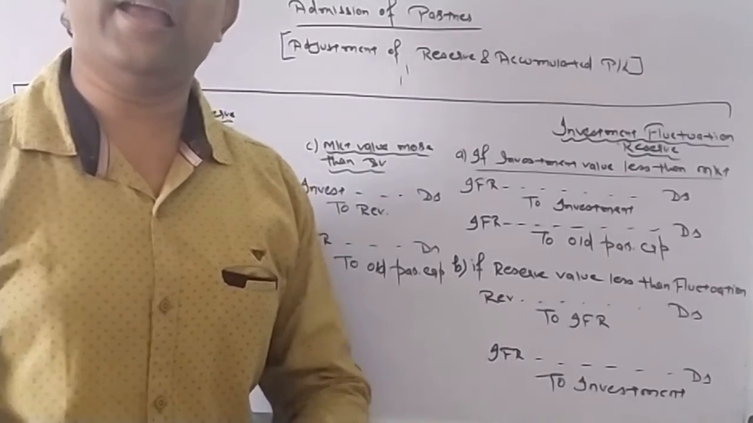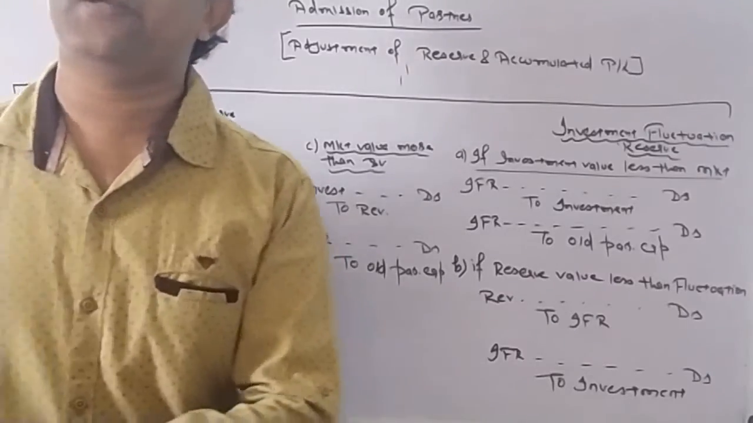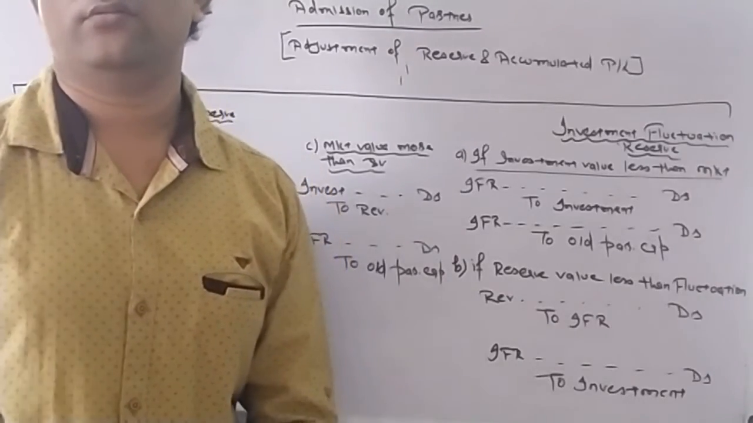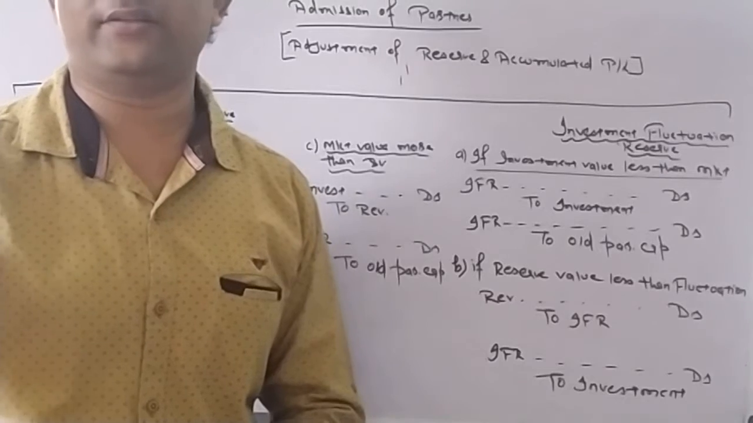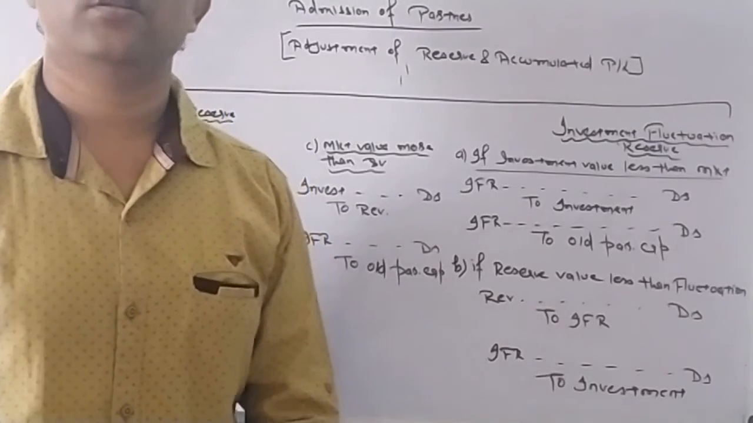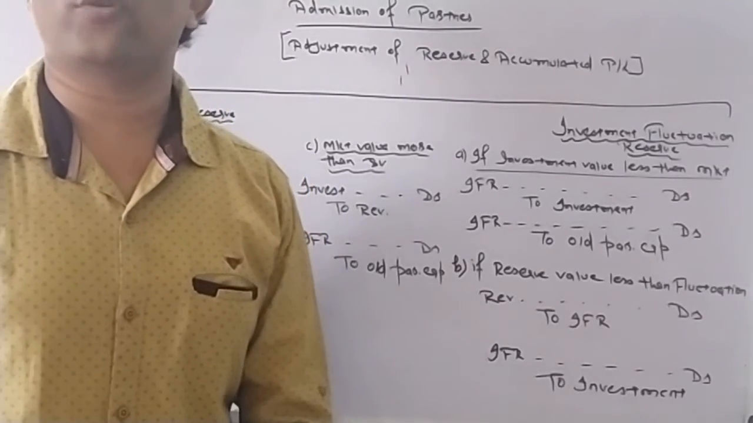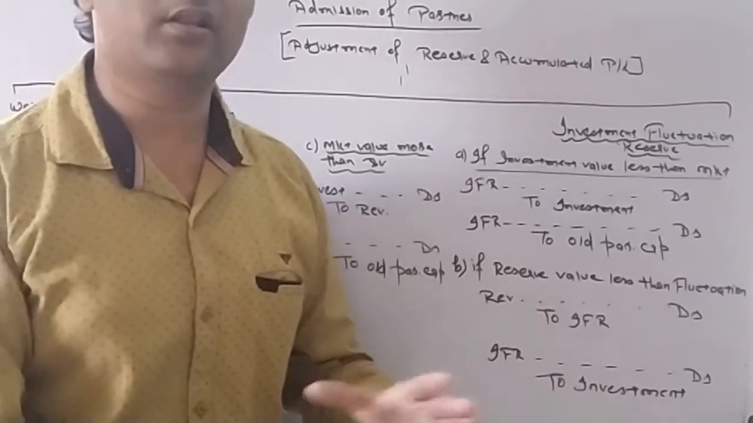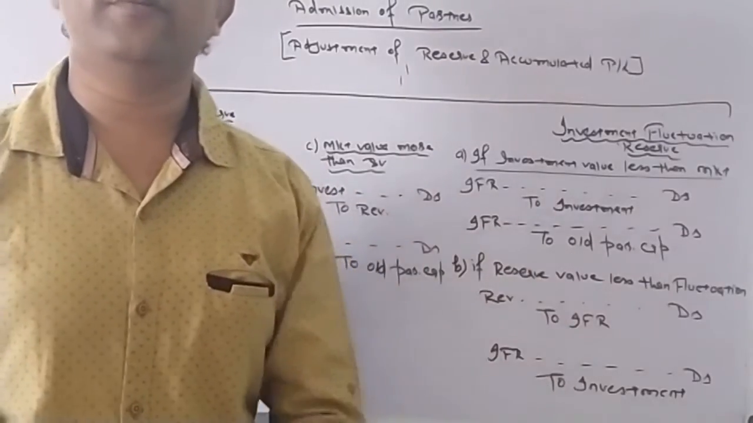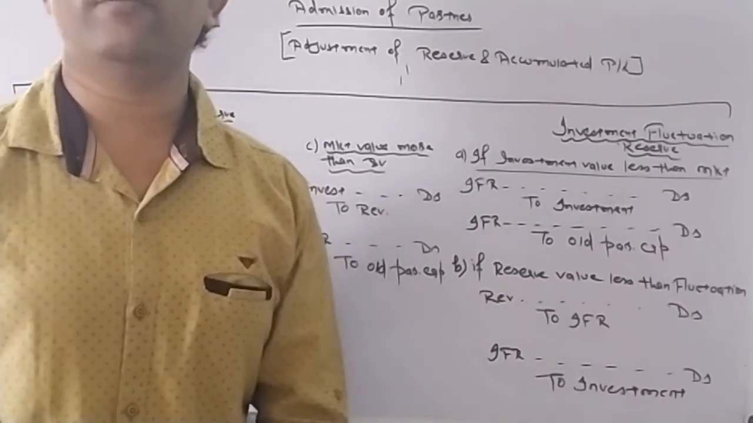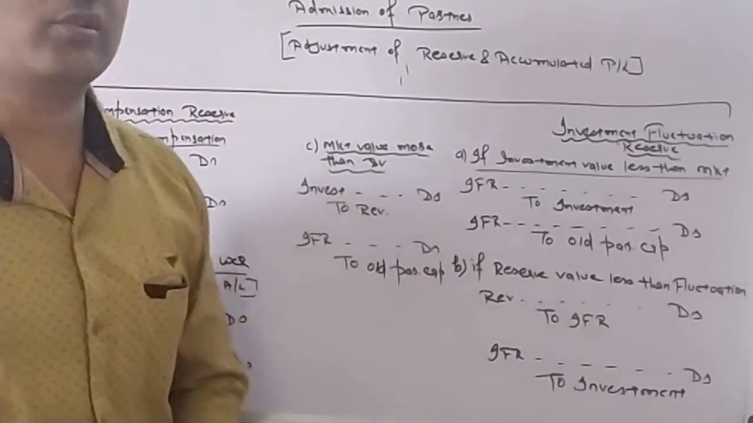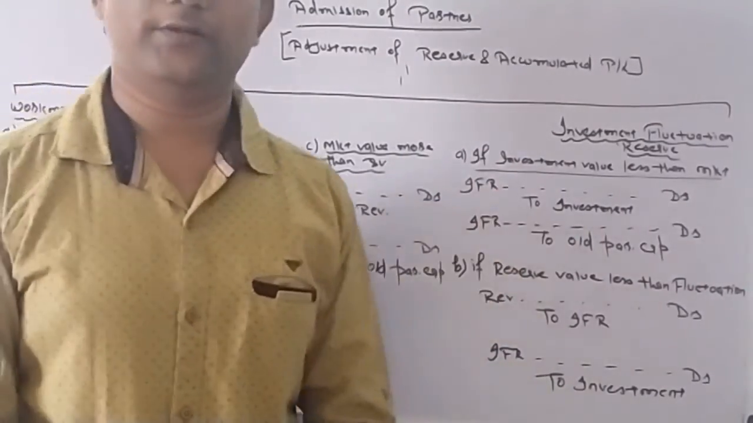But here, as we have kept a reserve separately to deal with this situation, the reduction in the value of asset, reduction in the value of investment, to deal with that situation, we have a separate reserve. So that adjustment will be done with reserve, not with revaluation account. So investment fluctuation reserve account debit to investment.